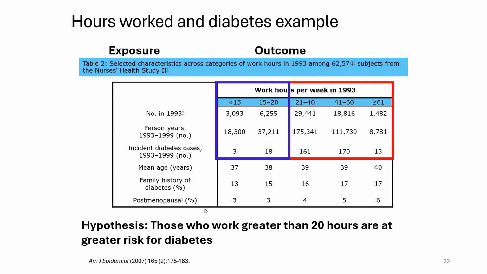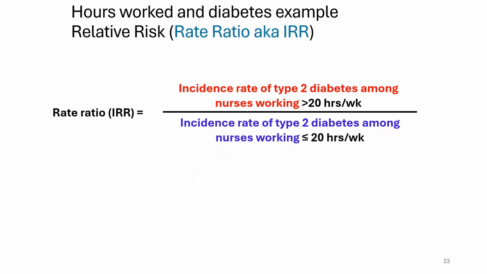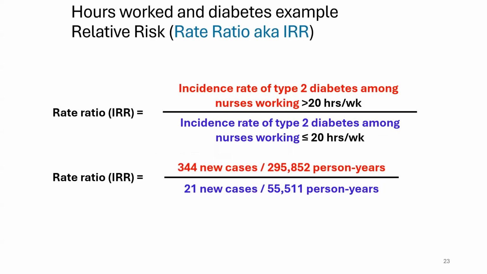So if we want to test the hypothesis that those who work more than 20 hours are at greater risk of disease, we would calculate the rate ratio. Among those who work 20 or more hours, the incidence rate is 344 new cases for about 300,000 person years. And then we have 21 new cases in our group that worked less than 20 hours per 55,000 person years. And what we get is 3.07.